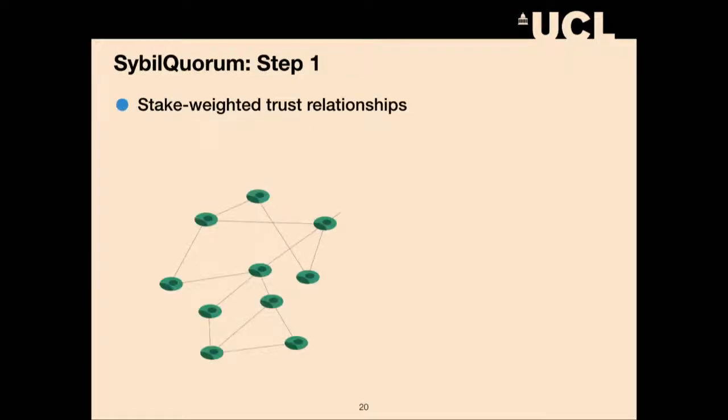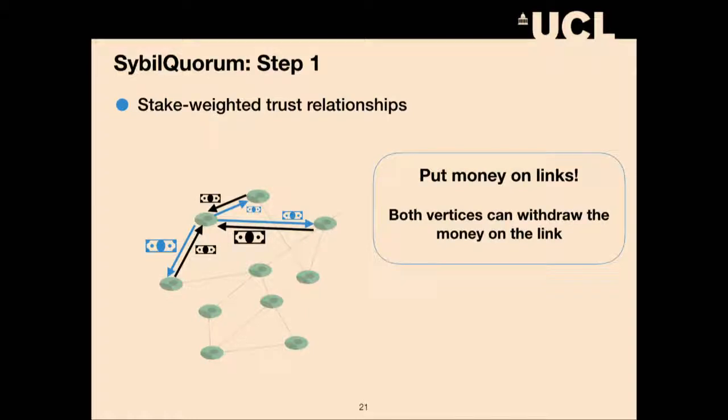The goal is to have a stake-weighted trust relationship graph. This is what the node's view of the network may look like. So this is the connection it knows, the one that it sees through the network. And what it does is that it will lock money on the links with other nodes. So it does it in a very particular way, because the protocol would say that once you lock your money to a particular link, any vertices of the link can withdraw the money, take it out, and add it to its account.